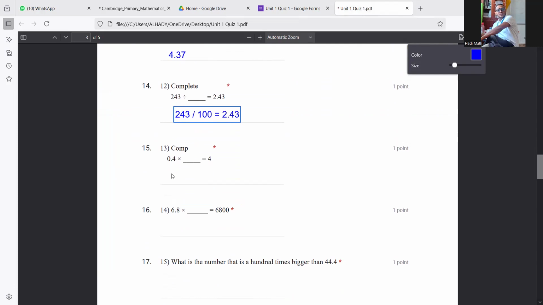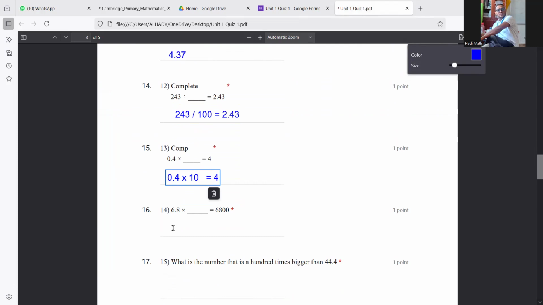13, you have 0.4. 0.4 multiplied by a number, the answer will give us 4. There's only 1 digit after the decimal point and the decimal point disappeared. That means you just multiply by 10 because it's only 1 digit and the decimal point disappeared. That means multiply by 10.